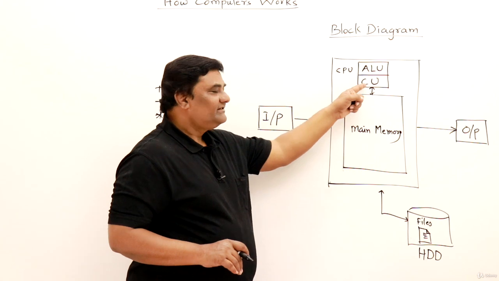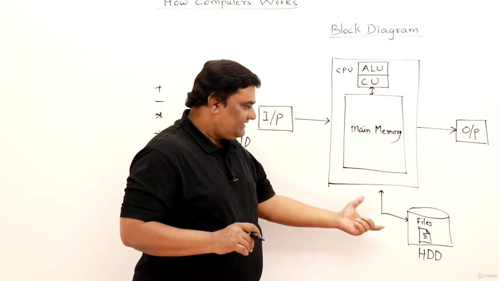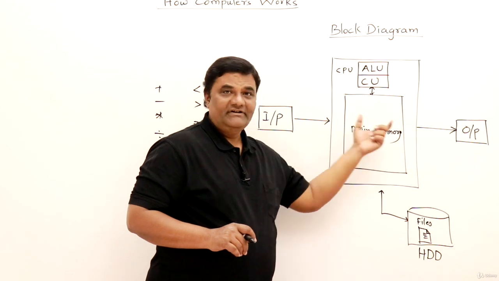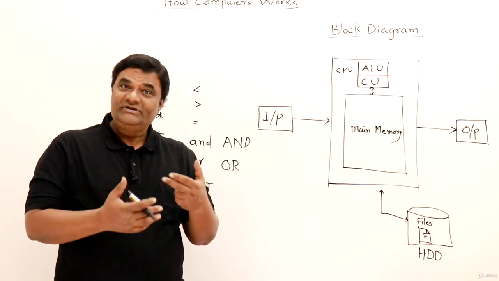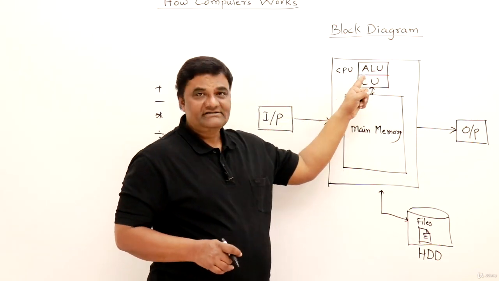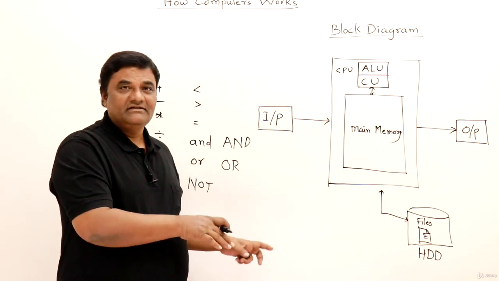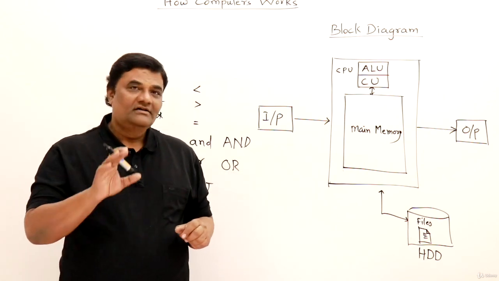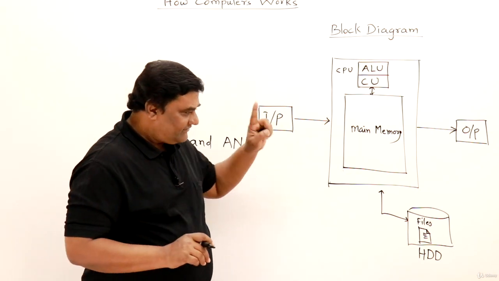Then second is CU, control unit. See, there are other things connected like hard disk drive and the main memory, input device and output device. For controlling all these things. Controlling means utilizing them. So for that, it has a separate portion that is called the control unit. So its job is to utilize other resources. This is about the processor.